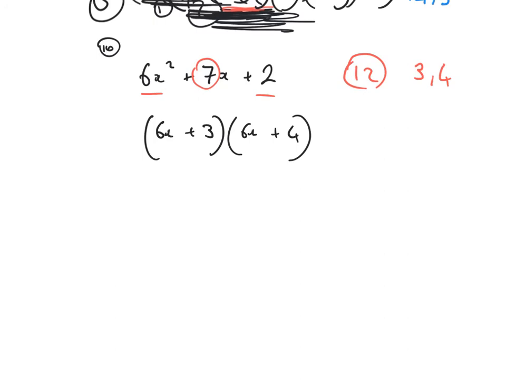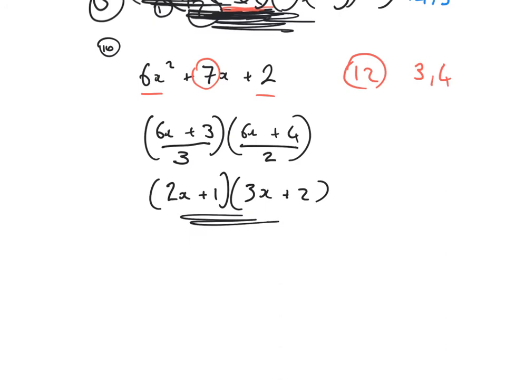From 6x plus 3, I can take out a common factor of 3. So 3 into 6x goes 2x, since 3 times 2x is 6x, and 3 into 3 goes 1, since 3 times 1 is 3. Second bracket, can I take out a highest common factor? From 6 and 4 I can take 2. 2 into 6x goes 3x, and 2 into 4 goes 2. Final answer: (2x plus 1)(3x plus 2).